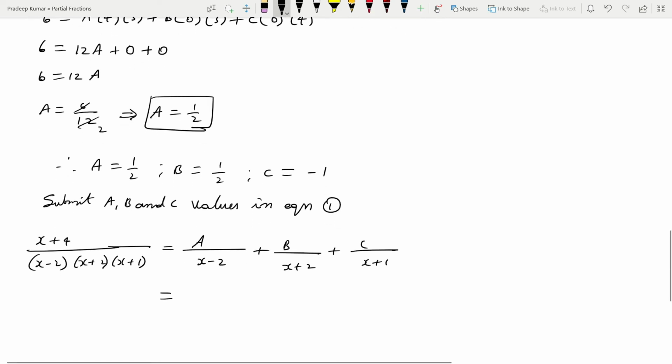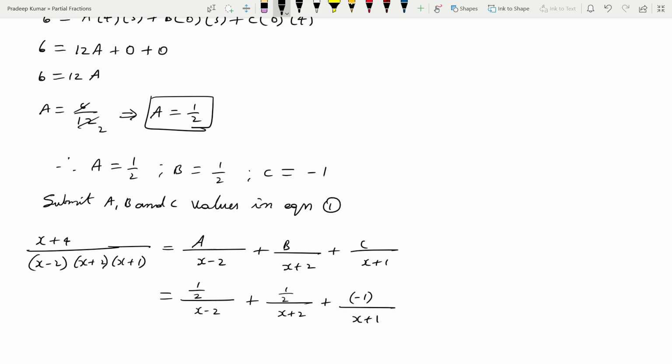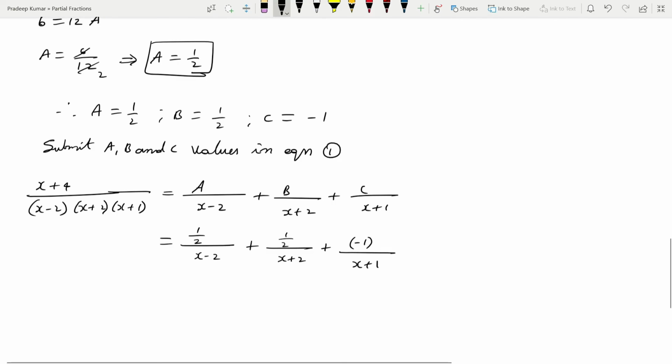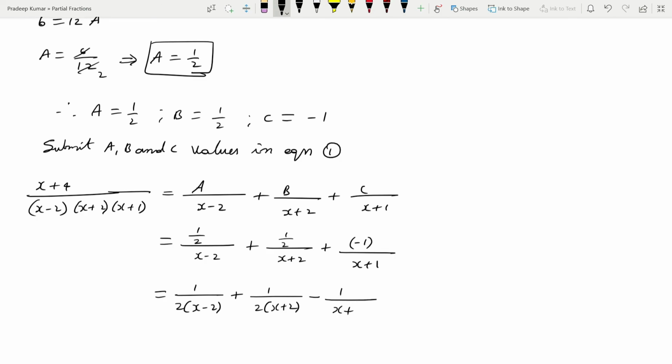So A is what? 1 by 2. B is what? 1 by 2. C is what? It is minus 1. Okay, so we can simply write this as 1 by 2 by x minus 2, which is 1 by 2 into x minus 2. This I can write as 1 by 2 into x plus 2. And this is plus into minus, which will become minus, so minus 1 by x plus 1. Plus into minus is minus. So this is the final answer for this particular question. I hope this is very clear.